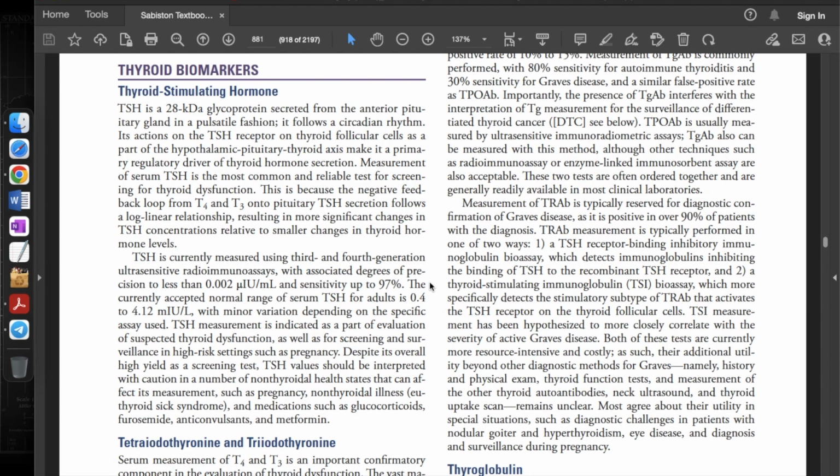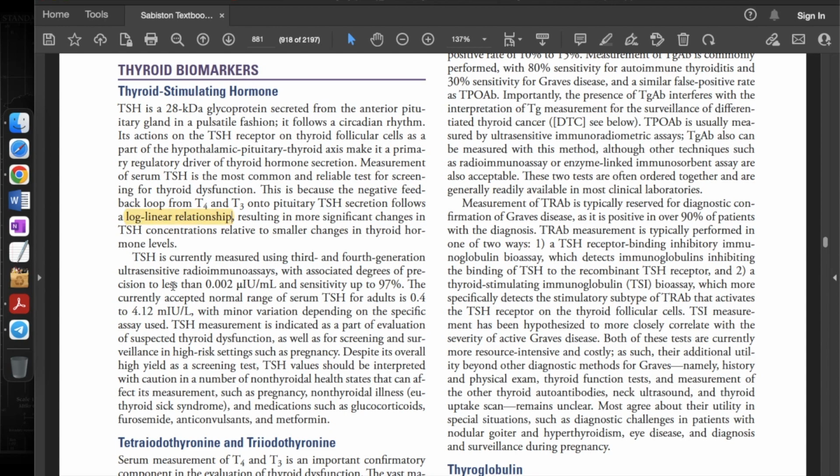Measurement of serum TSH is the most common and reliable test for screening of thyroid dysfunction. This is because the negative feedback loop from T4 and T3 onto pituitary TSH secretion follows a log-linear relationship, resulting in more significant changes in TSH concentrations relative to small changes in thyroid hormone levels.